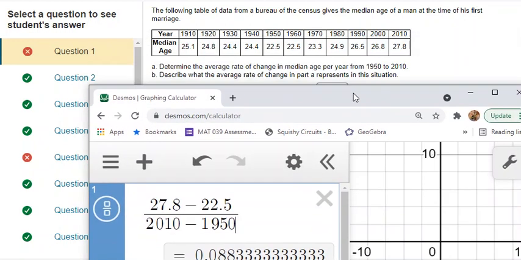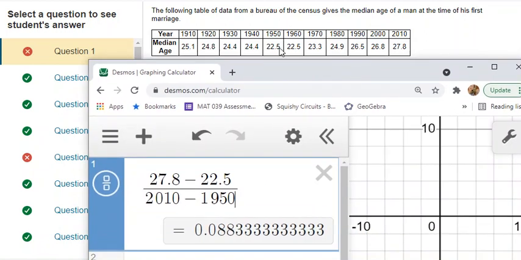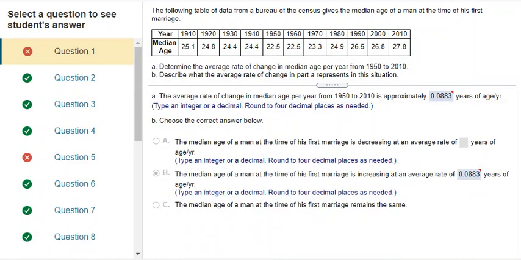So we're looking at the rate of change specifically between the 2 years mentioned, (1950, 22.5) and (2010, 27.8). So final minus initial in the output over final minus initial on the input, outputs on top. Okay, so that's what we were looking for in the first question.